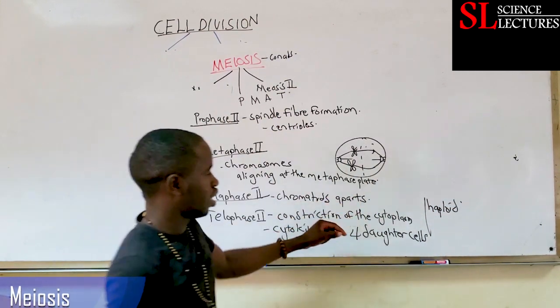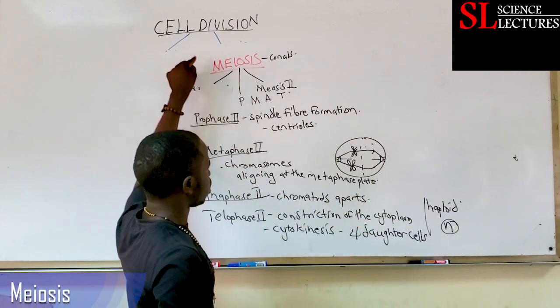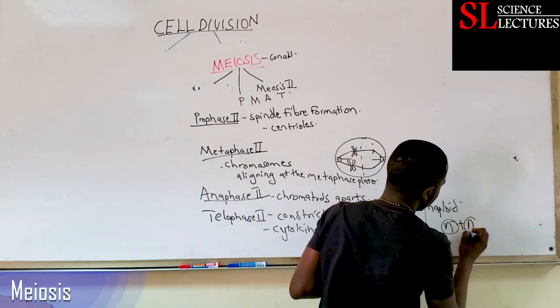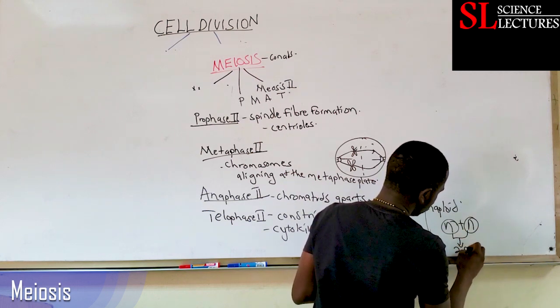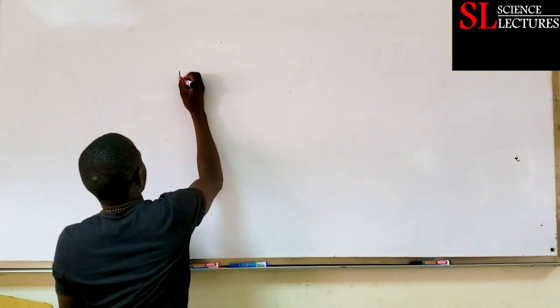When I say haploid, I mean N. So how do you restore the diploid number? It is when you shall have fusion of one haploid cell with another during a process called syngamy, or fertilization, to form 2N.